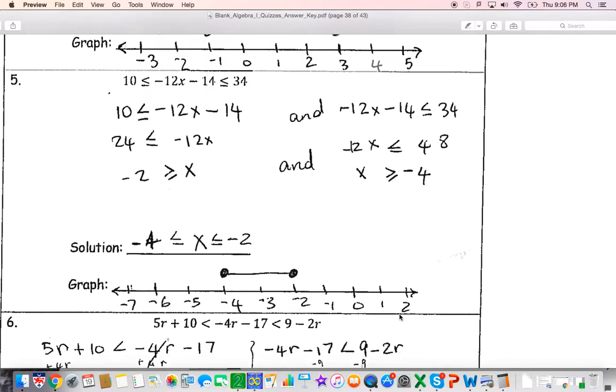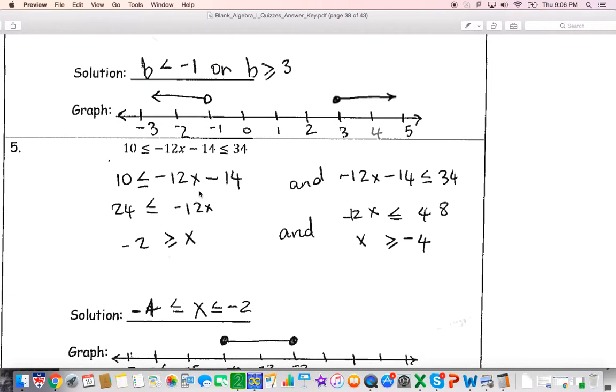All right, and so it's getting a little bit harder. This is now an and inequality. So this here is saying 10 is less than or equal to negative 12x minus 14. So that's true, and this is true as well. Negative 12x minus 14 is less than or equal to 34.